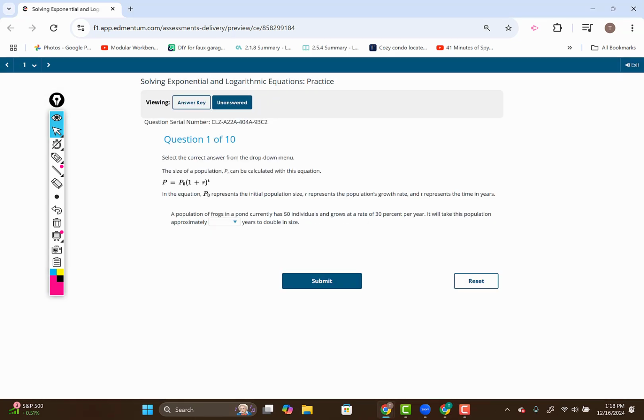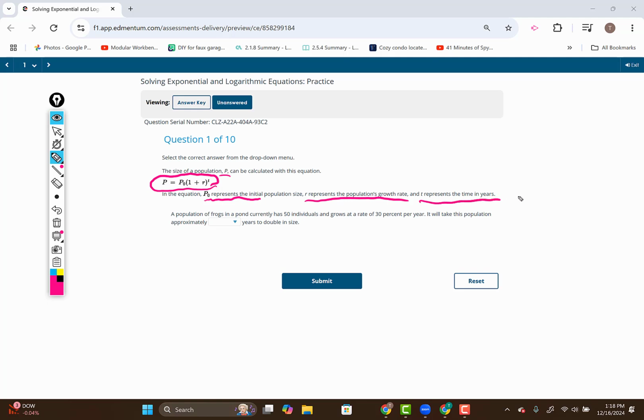Question 1. Select the correct answer from the menu. The size of the population, P, can be calculated with the following equation. So they're giving us the formula for this problem. In the equation, P sub 0 represents the initial population size. R represents the population's growth rate, and T represents the time in years.